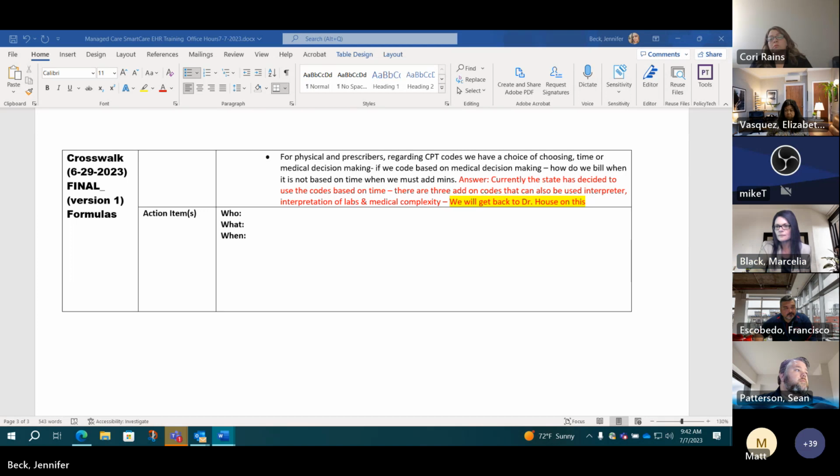And I did see a question in the chat. If you don't want to calculate and fill out how much is on your 1500 form, you can leave that blank. We just wanted you to be able to determine how much you are going to get paid. If you leave that section on your CMS form blank, that's fine because the system is going to calculate the amount.